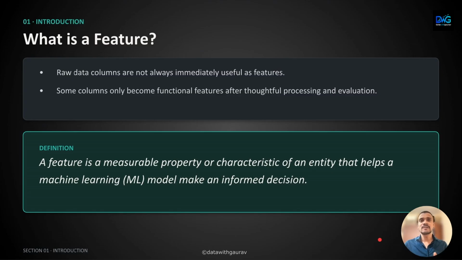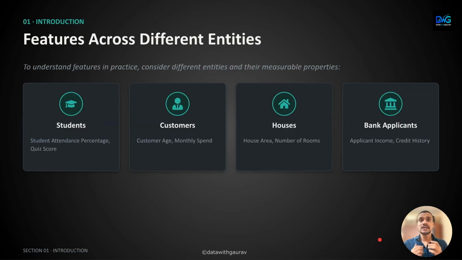You can think of a feature as a piece of information that the model learns from. The better the quality and relevance of these features, the better the model's chances of making accurate predictions. The easiest way to understand a feature is always through an example. Think of a feature as a measurable characteristic of a thing we are trying to analyze, which is also known as an entity. For example, if the entity is a student, the useful features might include attendance percentage or quiz score, right?